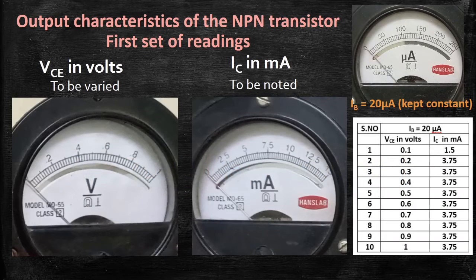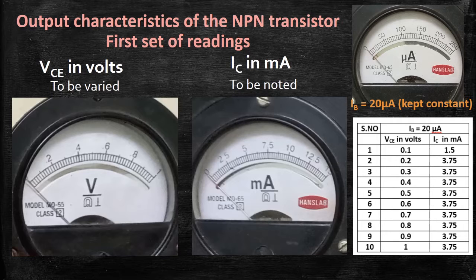Now we are going to measure the third parameter of the transistor. The third parameter of the transistor is called output impedance. To calculate the output impedance, what we have to do? We have to vary the value of VCE. VCE means voltage across collector and emitter to be varied. The corresponding collector current, IC, to be found out.